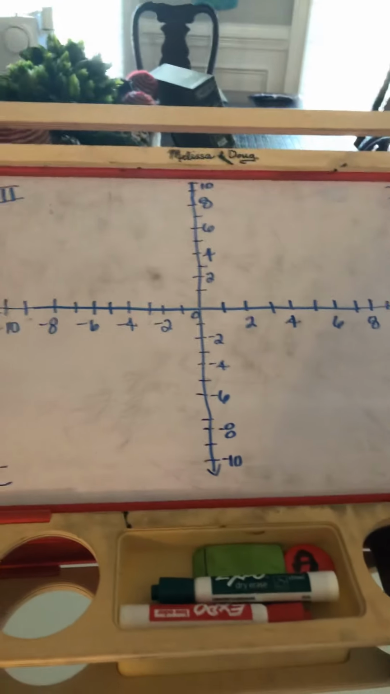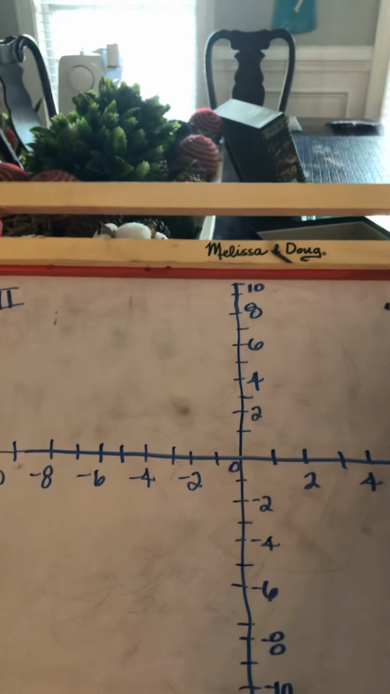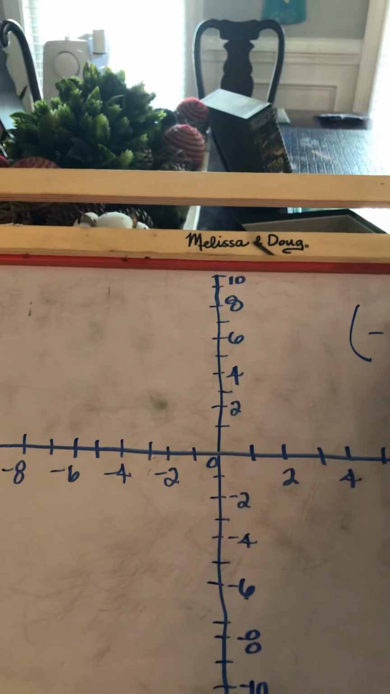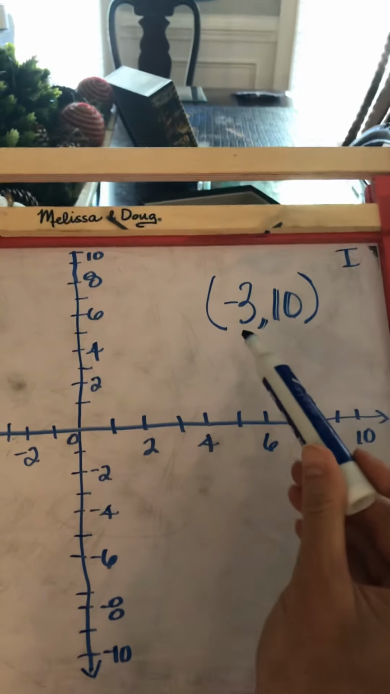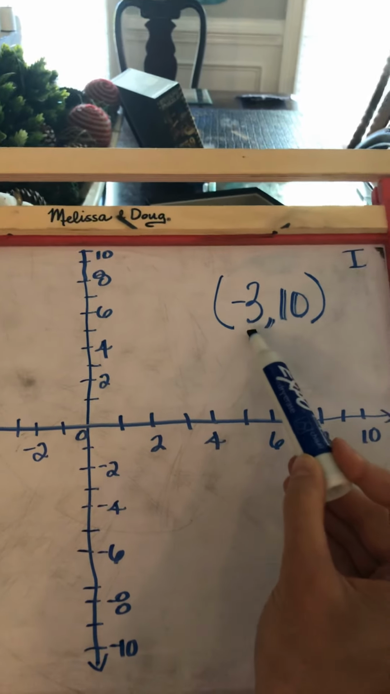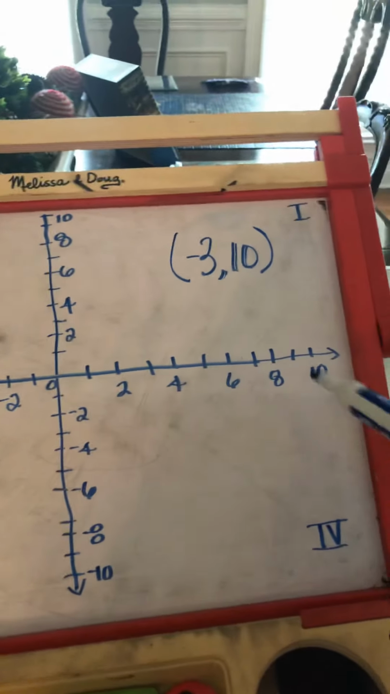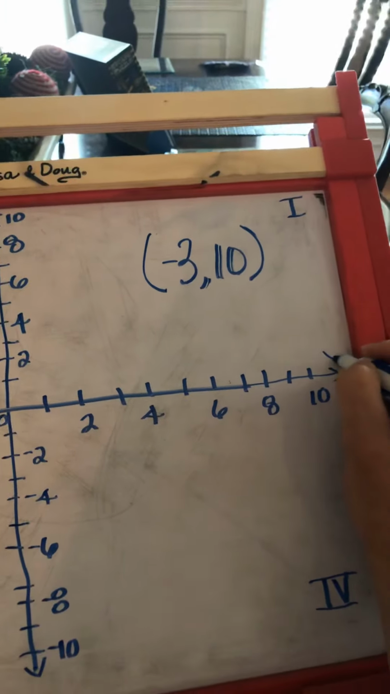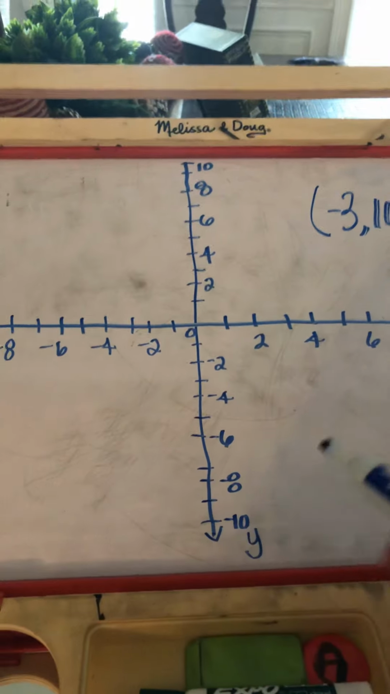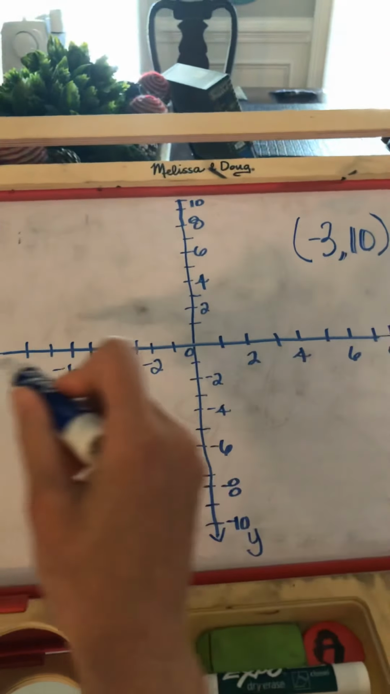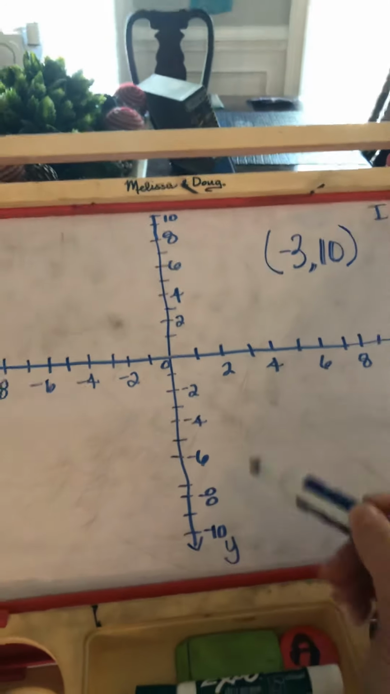So again, an ordered pair looks like this. It's got parentheses and it might say -3, 10, okay? So again, don't forget that your first value is always your x value. So we are going to be moving along our x-axis. I should label this. This is my x-axis right here. This is my y-axis right here. So my x-axis is my horizontal line, so I'm going to be going across first, and then my y-axis is my vertical line, and then I'm going to move up or down.